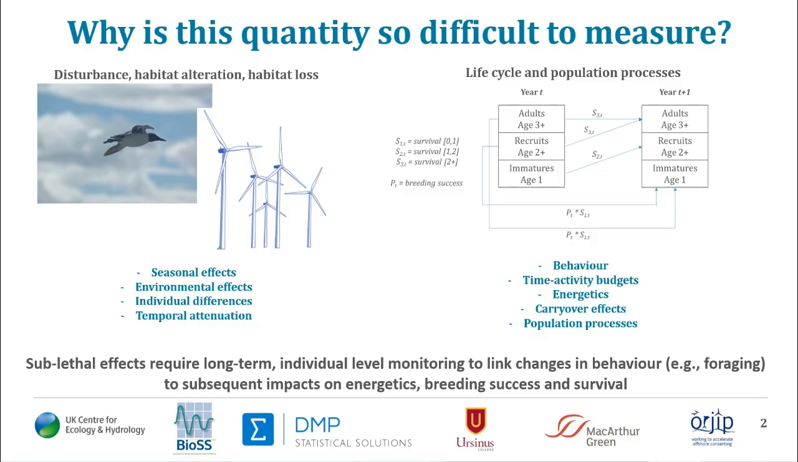And then the changes in these behaviors may result in changes to life cycle and population processes, but populations are affected by a range of processes, including behavior, time activity budgets, energetics, carryover effects, and then population processes such as density dependence. So this complexity means that sublethal effects require long-term individual level monitoring to really link changes in behavior from displacement to subsequent demographic impacts through energetics onto breeding success and survival.